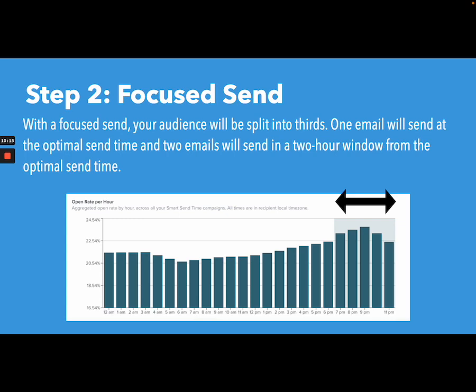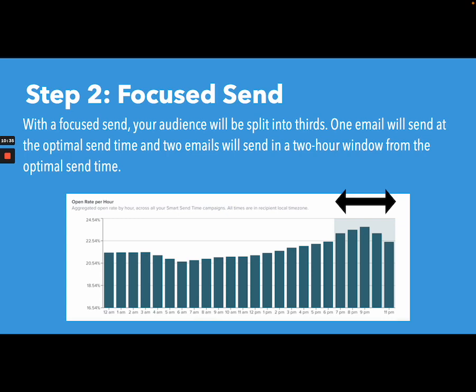So you would have to do a different campaign for this. It would be split into thirds in this situation. So your audience would be split into thirds, and then a third of the segment will be sent at, say, 7. Another third will be sent at 9, and then another third will be sent at 11.